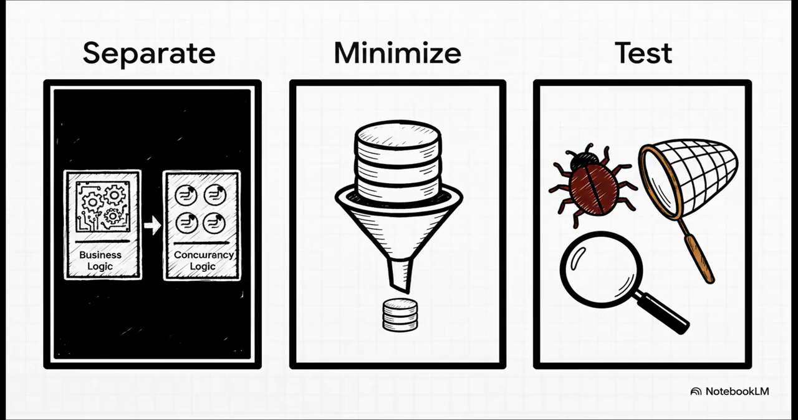So if you only remember 3 things from all this, let it be these. 1. Separate your concurrency concerns from everything else. 2. Minimize the amount of data you share. The less you share, the fewer problems you have. And 3. Treat testing not as an afterthought, but as a deliberate, aggressive discipline to hunt down failures.